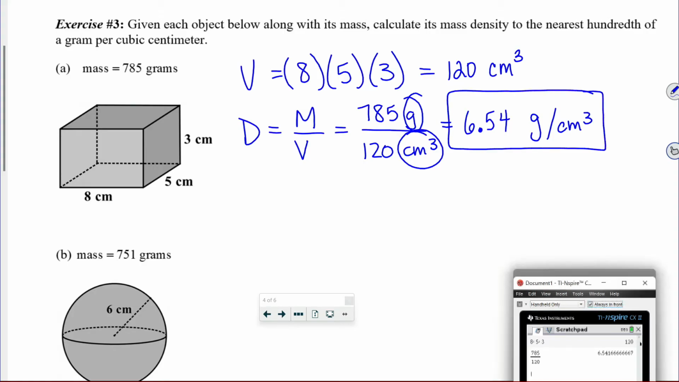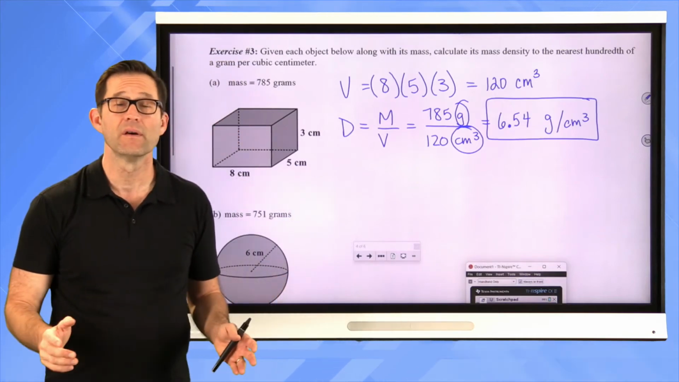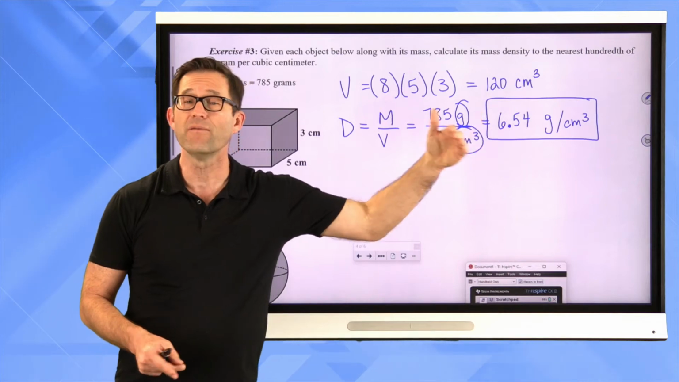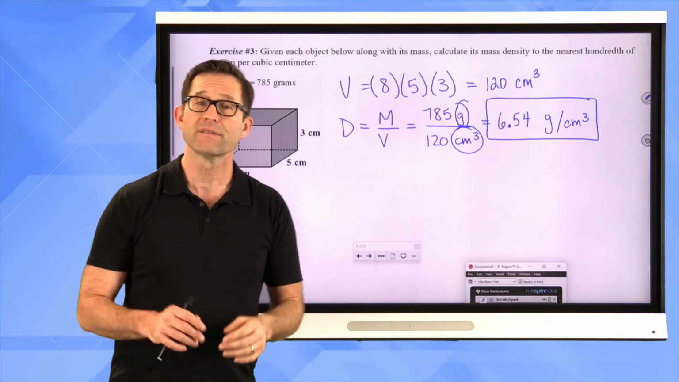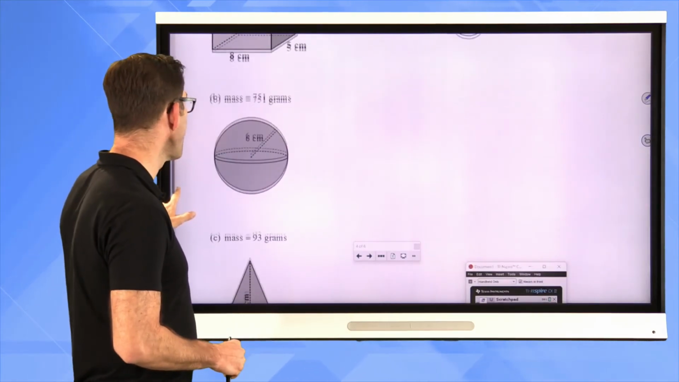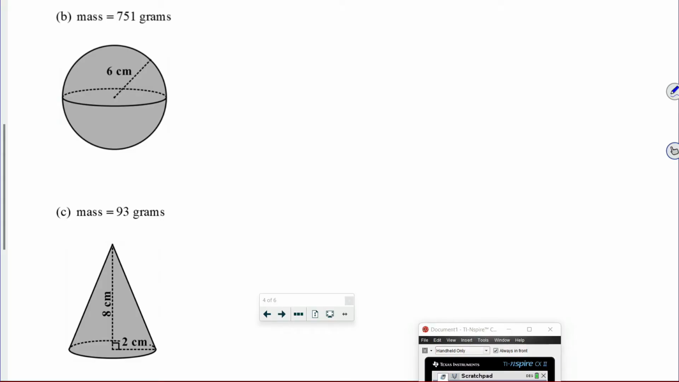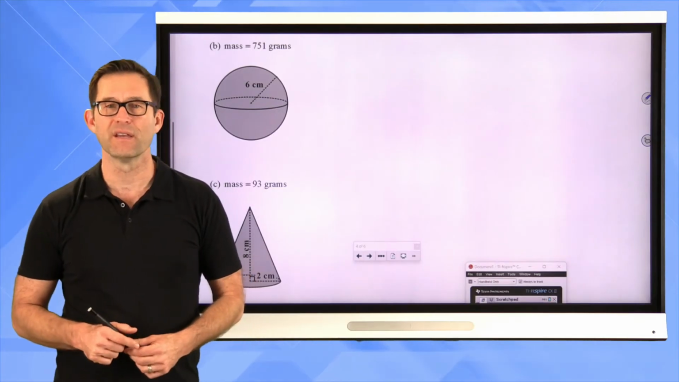All right. Various substances, right, rocks, metals, air, liquids, they all have different densities, a different amount of grams that fit inside a cubic centimeter or a cubic foot or whatever. Let's take a look at 2 more situations with mass density. All right, letter B. We've got a mass of 751 grams inside of a sphere whose radius is 6 centimeters. All right, well, what I'd like you to do is try to figure out what the density is here.